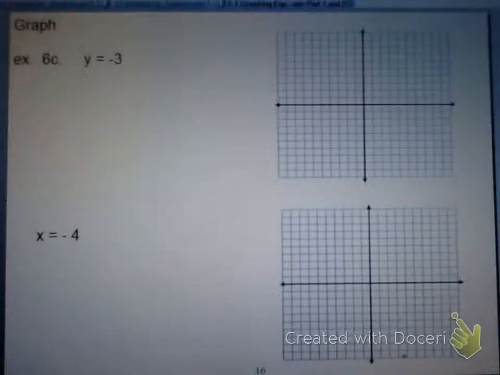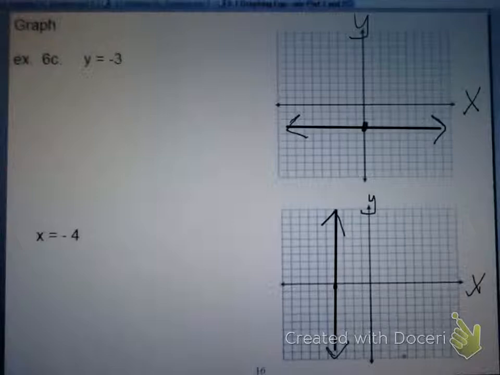Example C, y equals -3 and x equals -4. Do these two graphs. So you do it, pause the recording, and then turn it back on. So y equals -3 is a horizontal line at -3, and x equals -4 is a vertical line at -4.